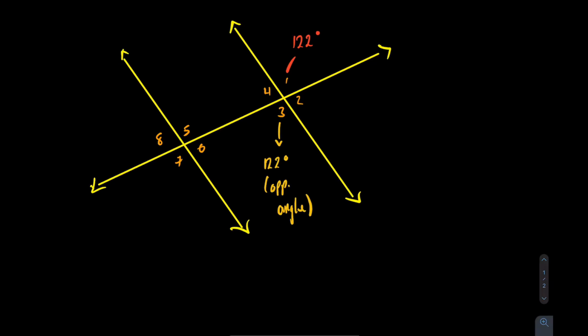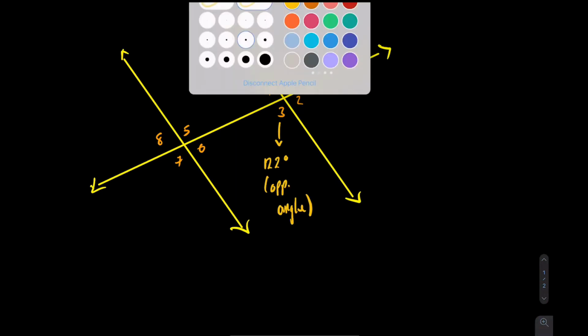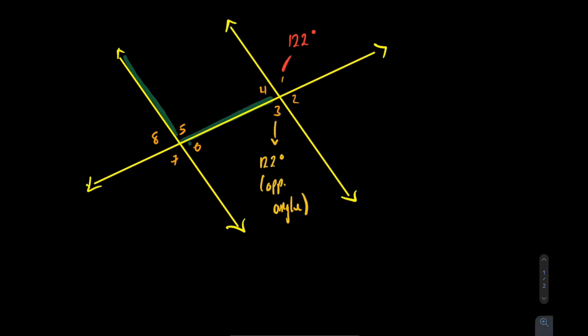What about, can we use the F pattern for this one? Well, yeah, we can. We can use the F pattern right here. So how are we going to use it? Well, we see that our interior angle of 1 here is 122. That means our interior angle over here, the bottom part of our F bracket, has to also be 122 degrees. Corresponding angle. Okay, so we're getting through here.